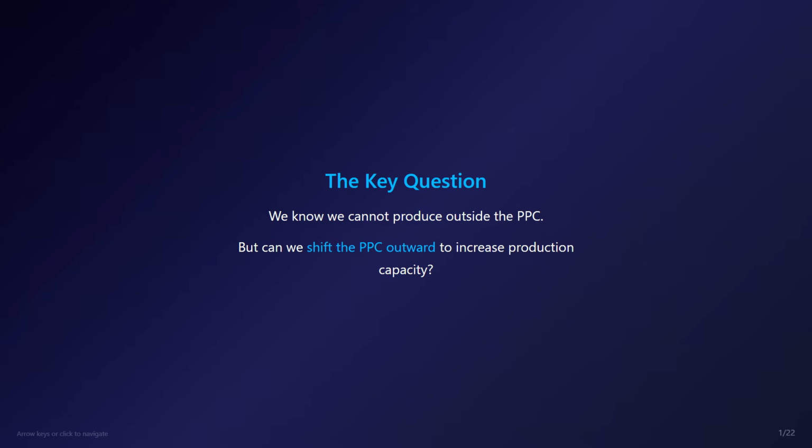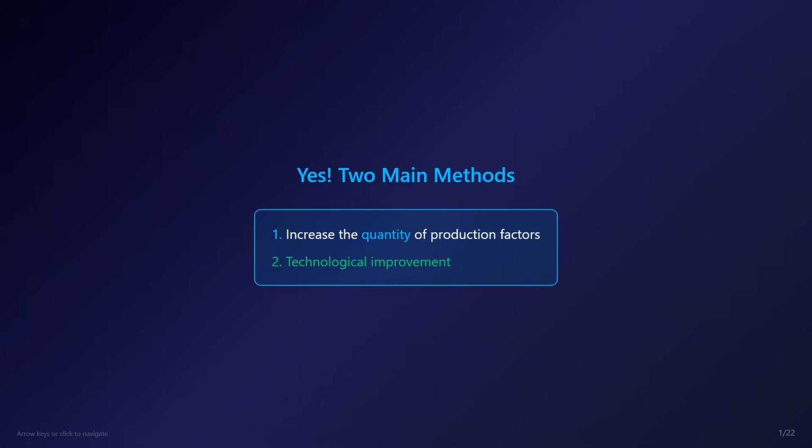The answer is yes, and there are two main ways to do this. First method, increasing the quantity of production factors. Let's return to the example of Moshe on the isolated island. We saw that he has 12 working hours, and his production possibility curve ranges from 48 fish to 24 coconuts. Now, let's assume Moshe decides to work 14 hours instead of 12.